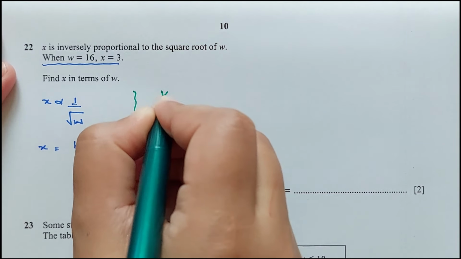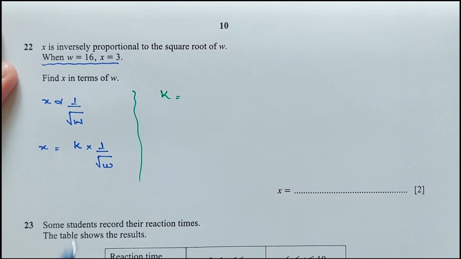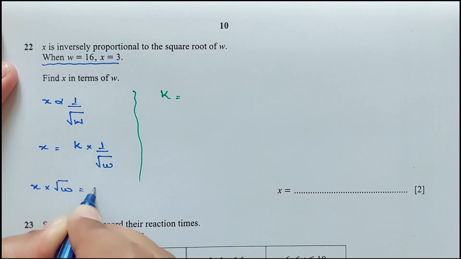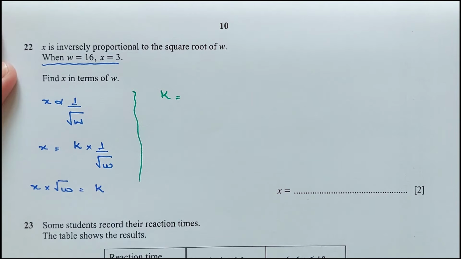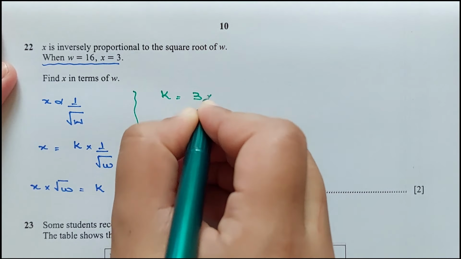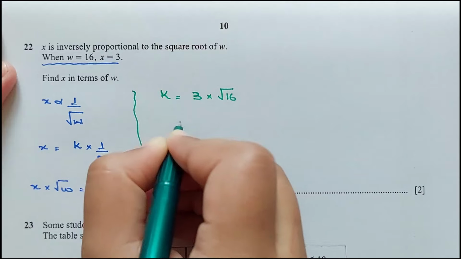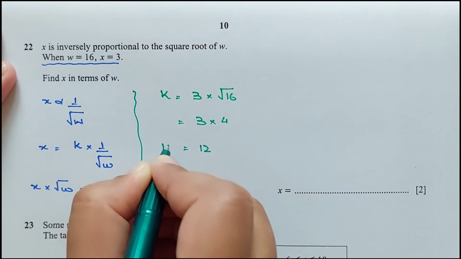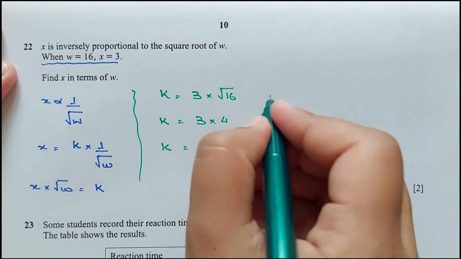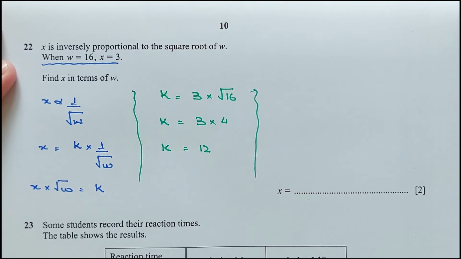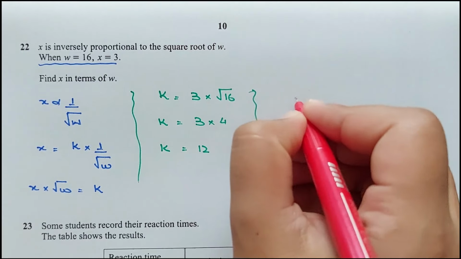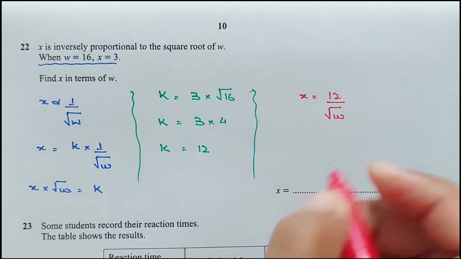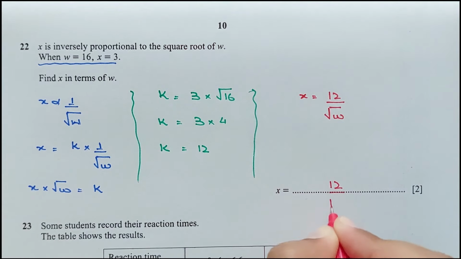So what is k? Cross multiplication. x times square root of w is going to be the k. x is 3 times square root of 16 is 4. So 3 times 4 equals 12. The k is 12, right? Now the next step is, we have to find x in terms of w. So what is x? x equals 12 over square root of w. This is x in terms of w.